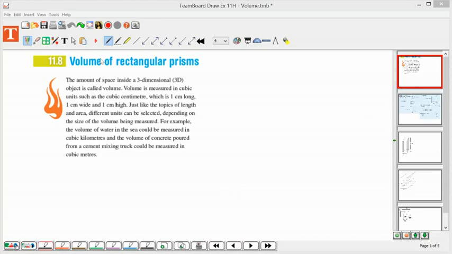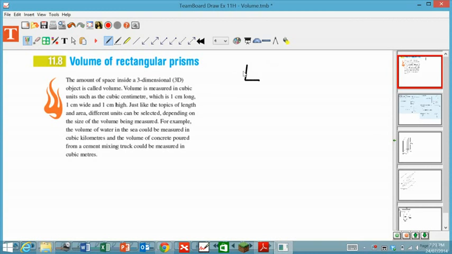I'm going to move on. Next tutorial, we are looking at exercise 11H, which is looking at volume, and particularly only the volume of rectangular prisms. You can find volume of pyramids and cylinders and all that type of stuff, but we are introducing you to the concept of volume. So we're sticking to rectangular prisms, which are really easy.